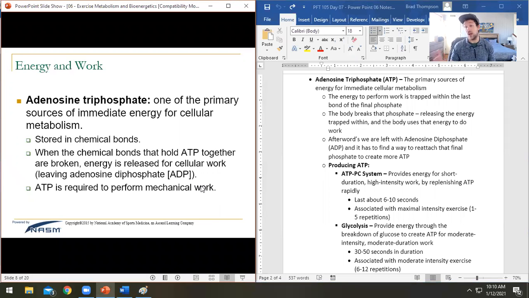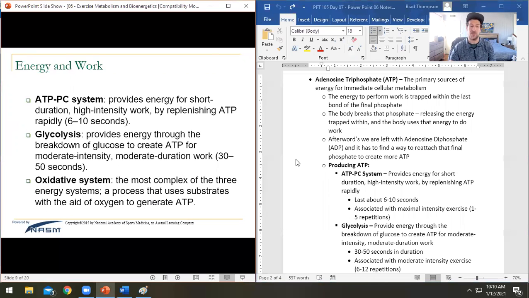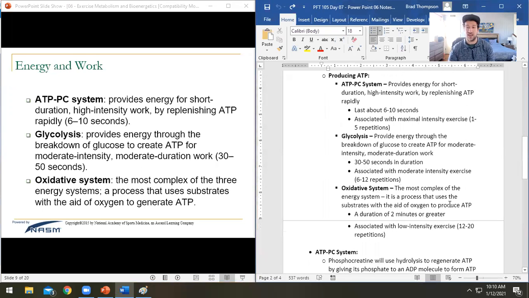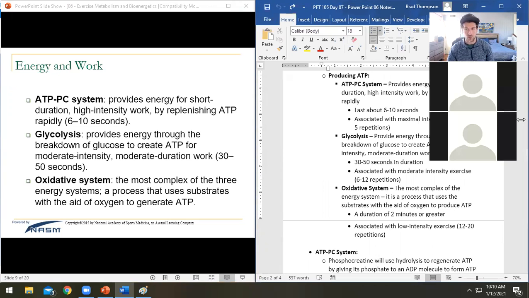Then your body can reconstitute that ADP to do more work. So once the chemical bond that holds ATP is broken, a whole bunch of energy is released and you are left with ADP. Now your body needs a way of remaking ATP, and that's what we're going to spend the rest of the day looking at. The body breaks that phosphate, releases that energy, and you're left with ADP afterwards. Now, how do we make new ATP? There's a couple different ways we can do this. In the video we just watched, we started by talking about glycolysis, and then we moved into the aerobic or oxidative system. But there is one energy system that takes place first.